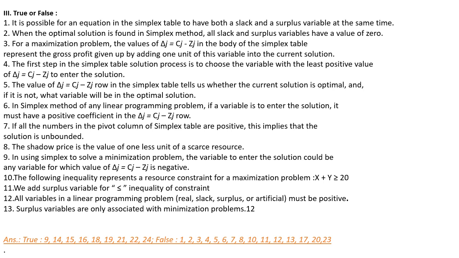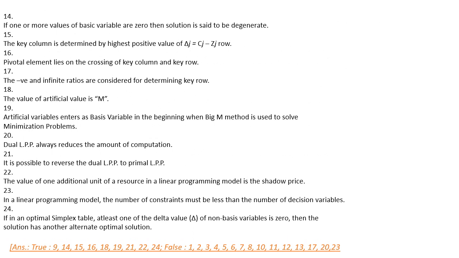False. Surplus variables are only associated with maximization problems. True. Answer is false. If one or more values of basic variables are 0, then the solution is said to be degenerated. True. The key column is determined by the highest positive value of delta j equal to Cj minus Zj row.